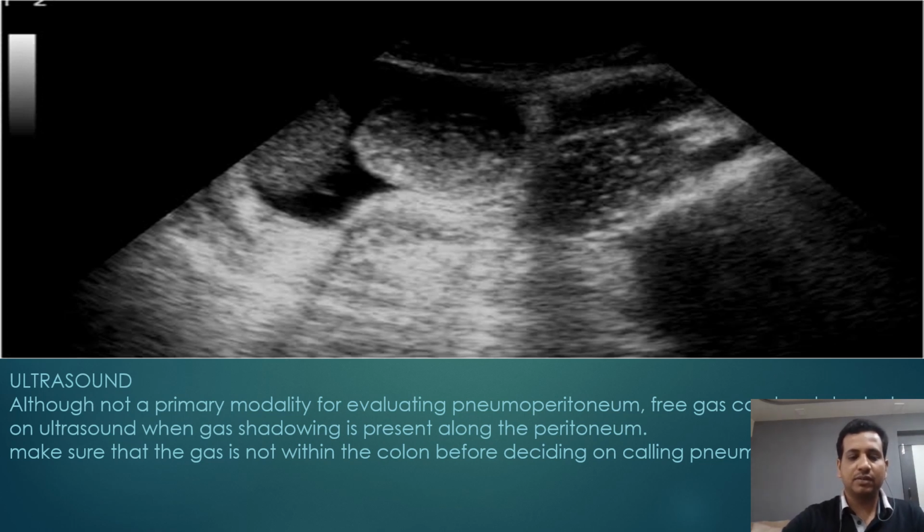Coming to ultrasound, ultrasound is not a primary modality for evaluating pneumoperitoneum, but free gas within the peritoneal cavity can be appreciated on ultrasound, and we can even ask the patient to move to a lateral decubitus position and allow the gas to rise to that position, and we can examine. We have to differentiate it from gas within the bowel lumen. Okay.